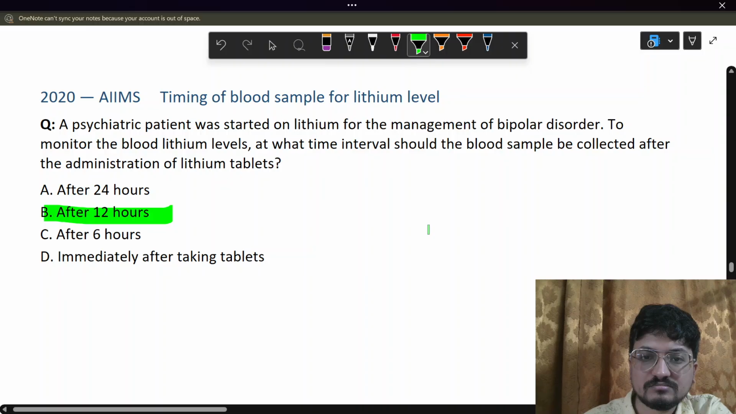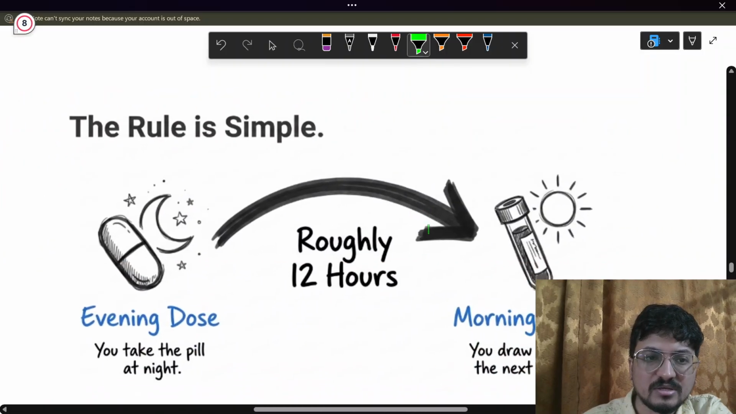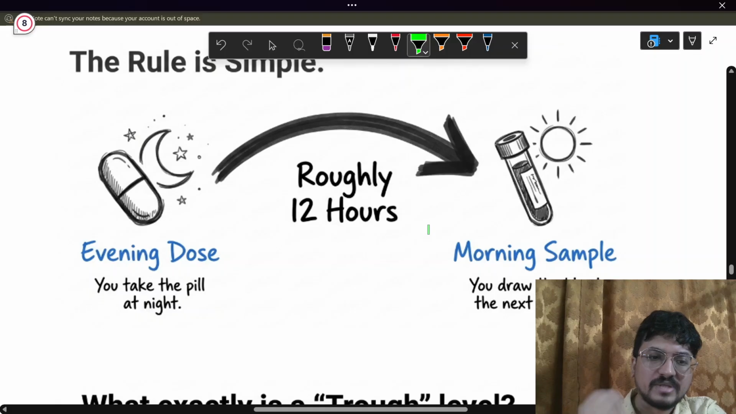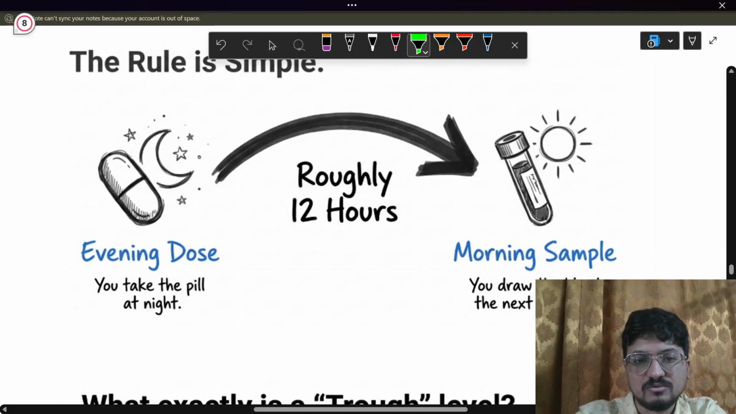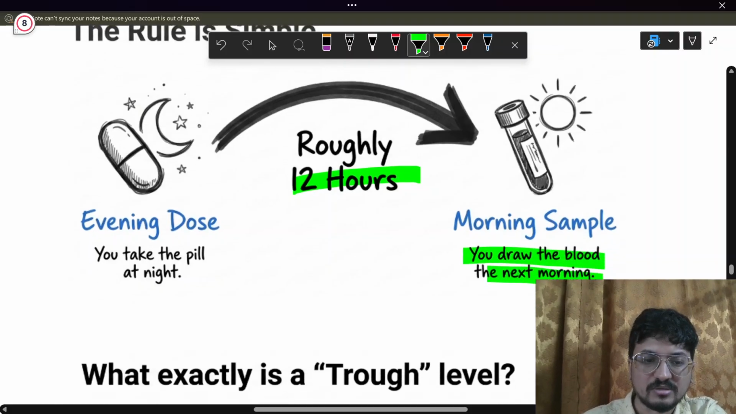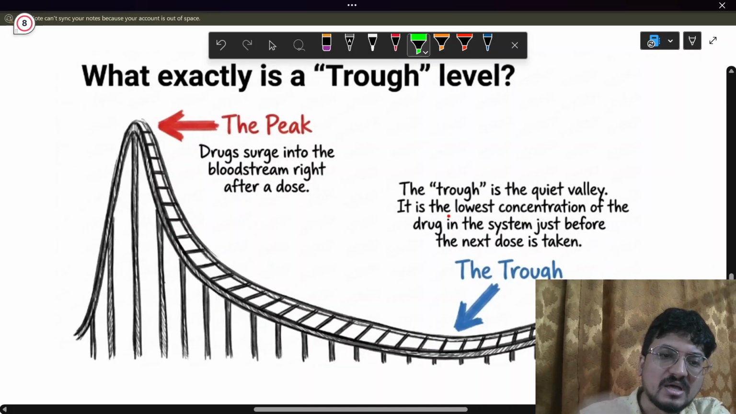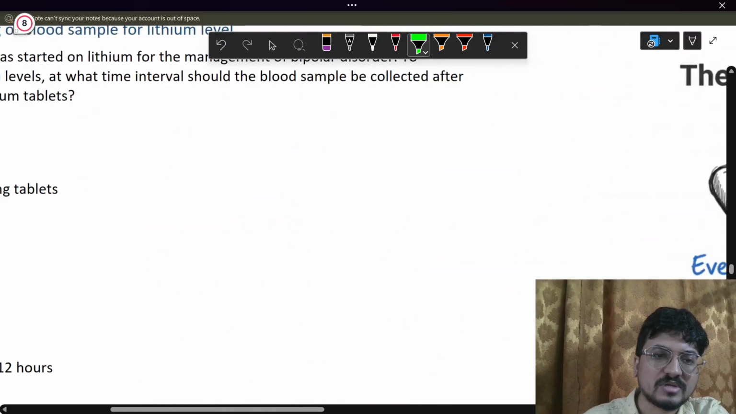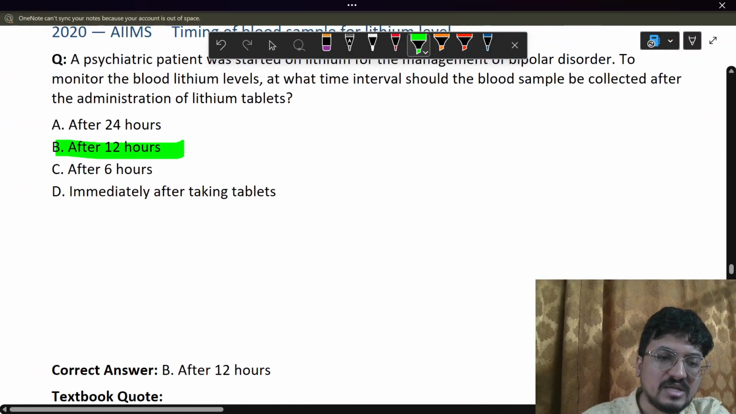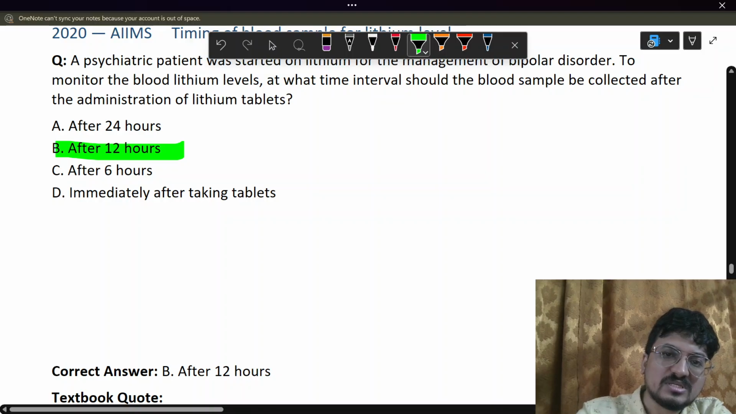Okay, so let's see over here. The rule is simple. Evening dose, you take the pill at night. Roughly after 12 hours, you draw the morning sample the next morning. The drug surges into the bloodstream right after the dose. So you can see in the D option, this is the highest point. This is the peak point.